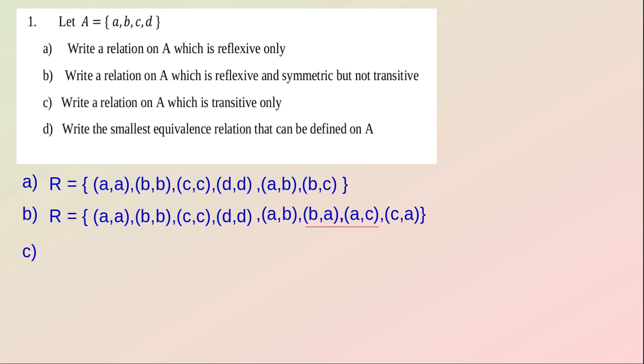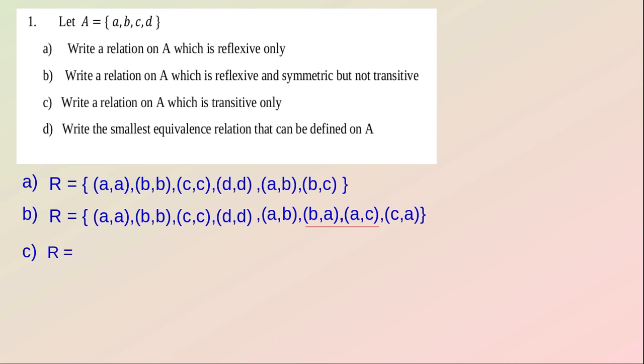Let R is equal to {(a, a)}. Is the relation transitive only? That relation is transitive, at the same time symmetric. Therefore it is not transitive only. Therefore the relation must contain one element. Just write an example. R is equal to the set {(a, b)}.